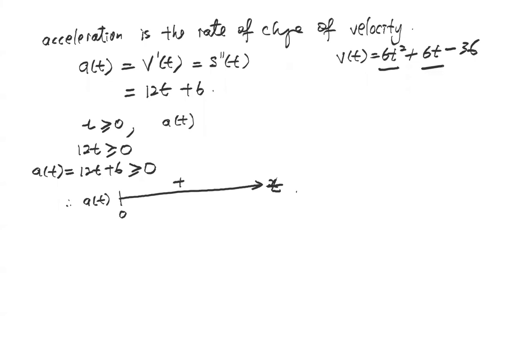What do you mean by always accelerating? That means the velocity is always increasing. You agree with me? You agree with me that the acceleration is always positive, and the velocity is always increasing? Just now I gave you the motion diagram, correct?